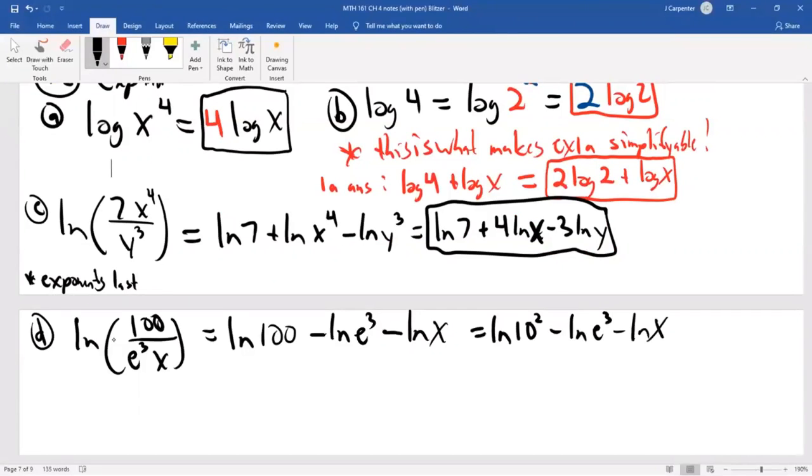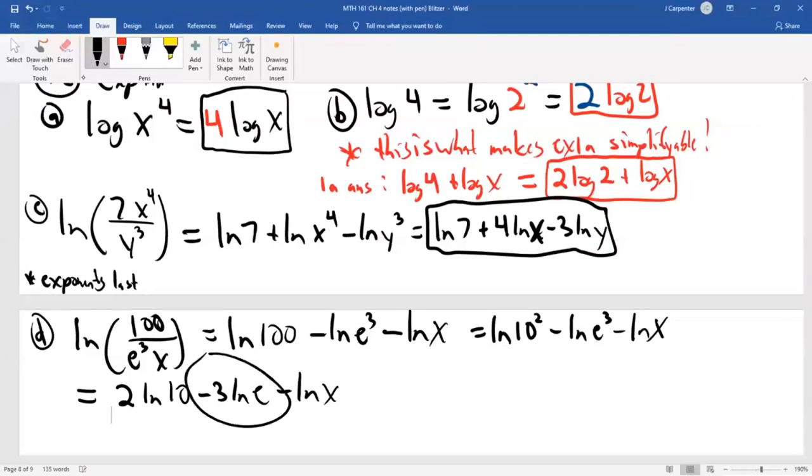Now let's handle the exponents. So the 2 and the 3 will come out front. There's nothing to be changed with the x. There's a 1 here, bringing a 1 out front. Doesn't really change anything. So that would be 2 times the natural log of 10 minus 3 times the natural log of e minus the natural log of x. Natural log of 10, we can't do anything with that. The bases don't match. E doesn't match with 10, so that's it. Some people will say, oh, okay, well, we're done now. Nope. Look at that.